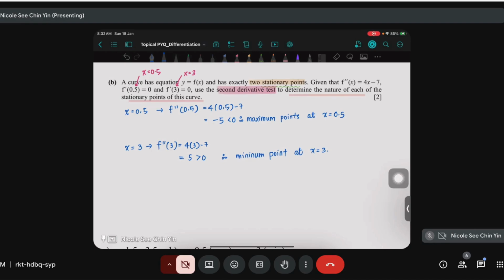Okay, if you're done, then you can press 1. If it's too fast, also tell me, I will slow down a little bit for you.